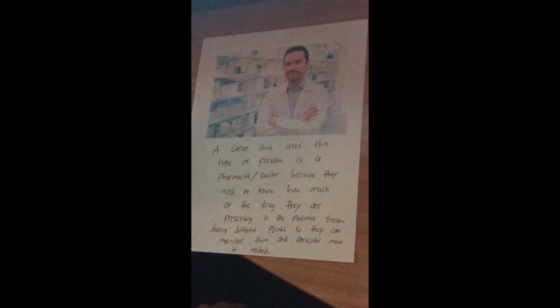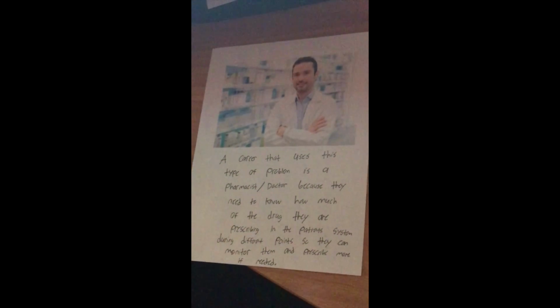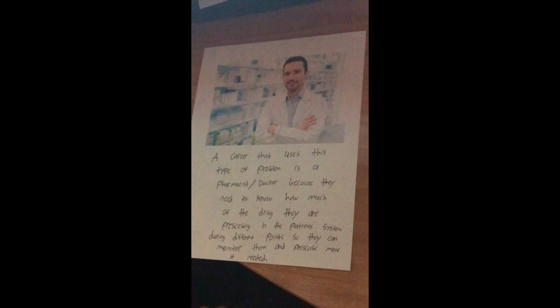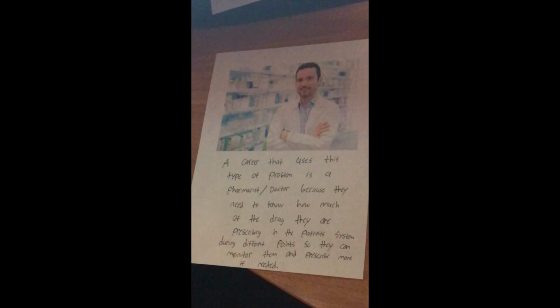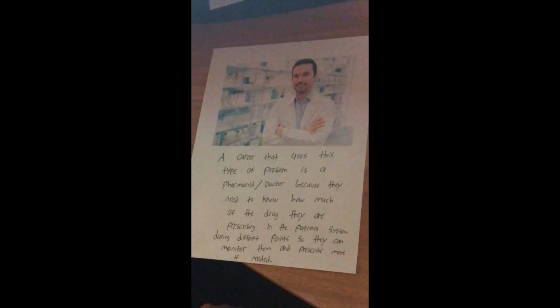To end off, a career that uses this type of problem is a pharmacist or doctor because they need to know how much of the drug they are prescribing is in the patient's system during different points so they can monitor them and prescribe more if needed.